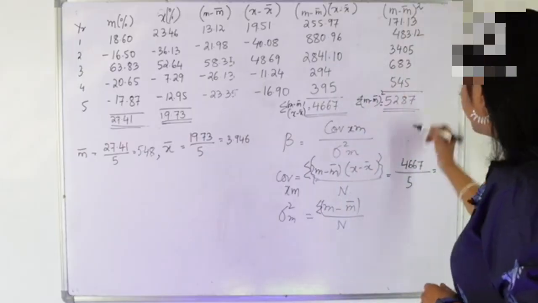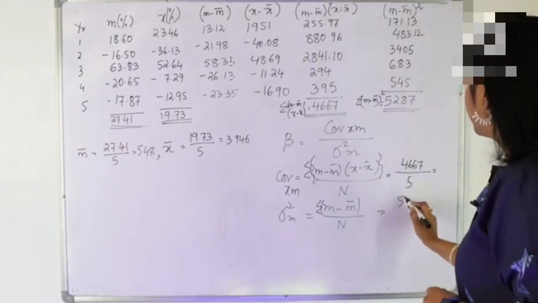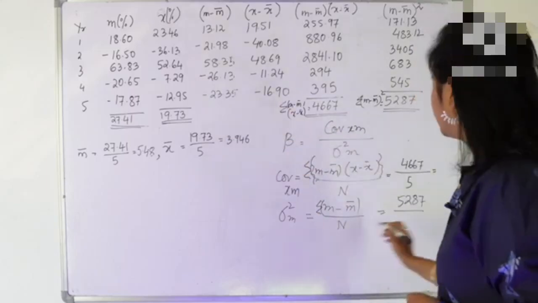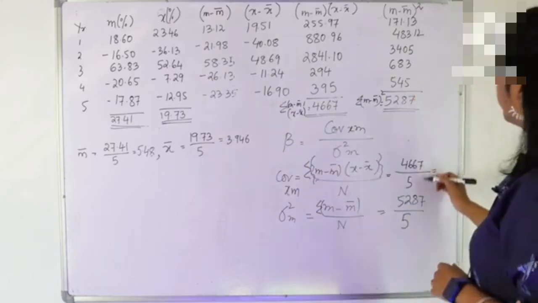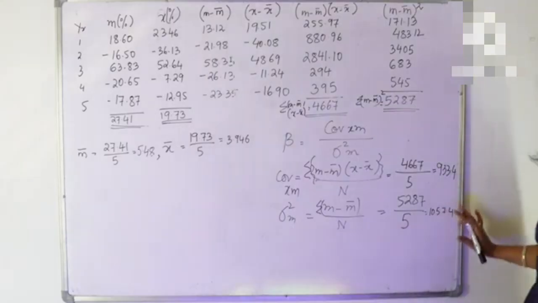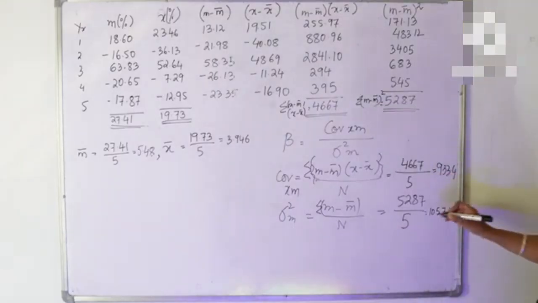Similarly, I take the sum of this, so I get 5287, and then I divide by the number of observations, which is 5. So this value I have to find out. I think I will take the help of the calculator. So these two values we derived by dividing by the number of observations.